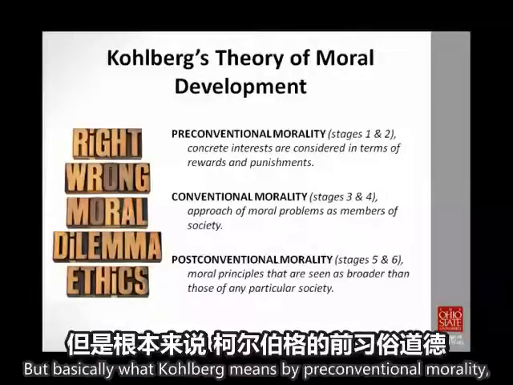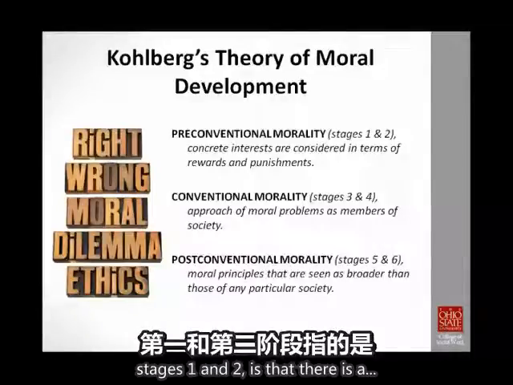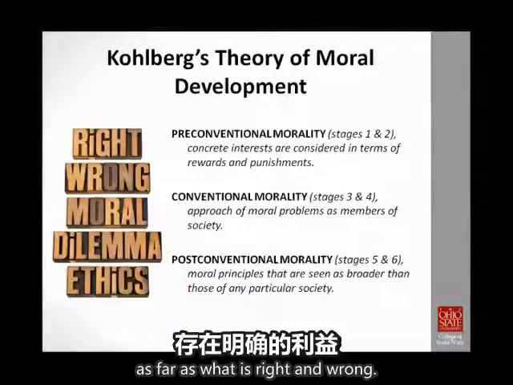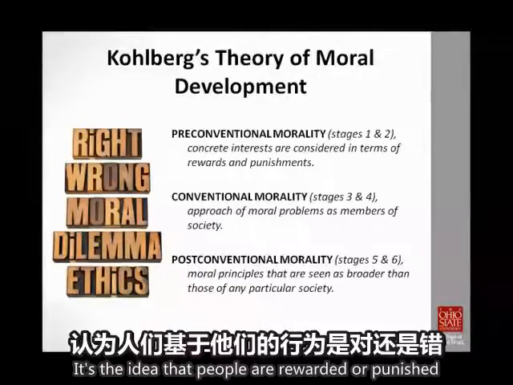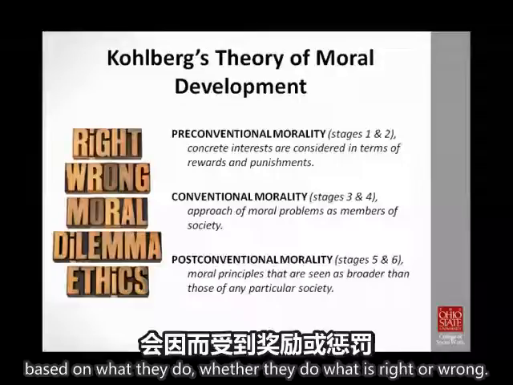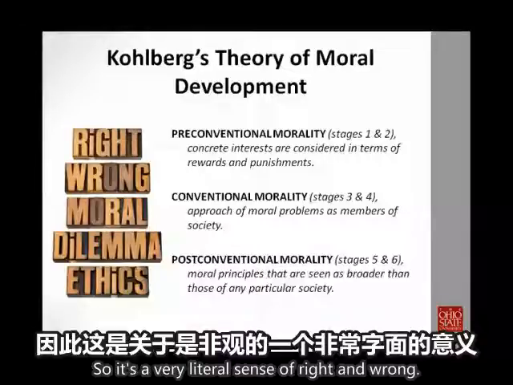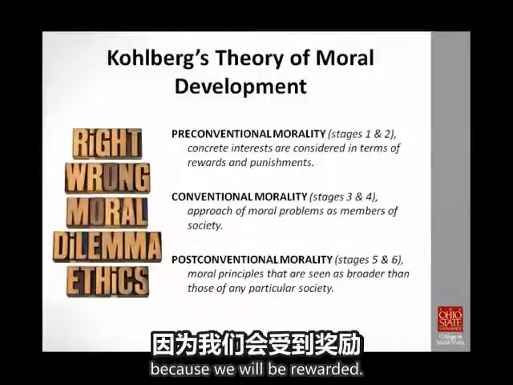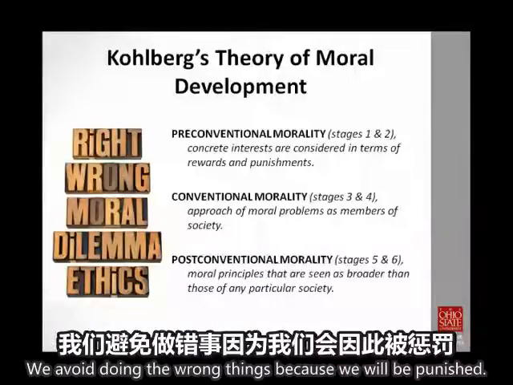But basically, what Kohlberg means by pre-conventional morality, stages 1 and 2, is that there are concrete interests on the part of the individual as far as what is right and wrong. It's the idea that people are rewarded or punished based on what they do, whether they do what is right or wrong. So it's a very literal sense of right and wrong. We do the right things because we will be rewarded. We avoid doing the wrong things because we will be punished.